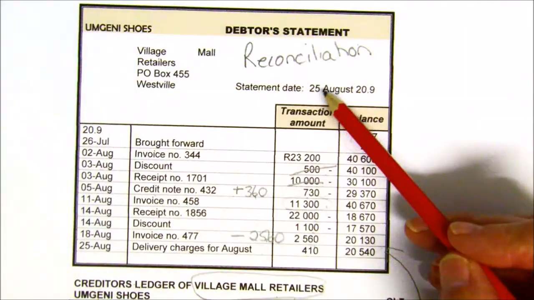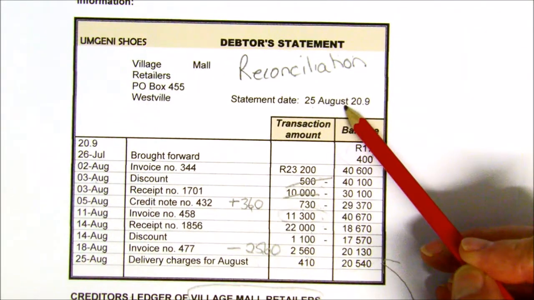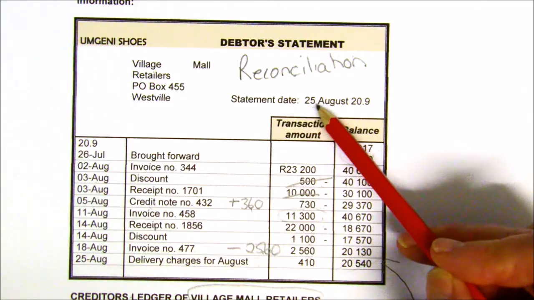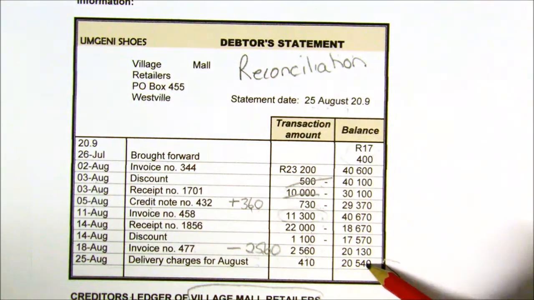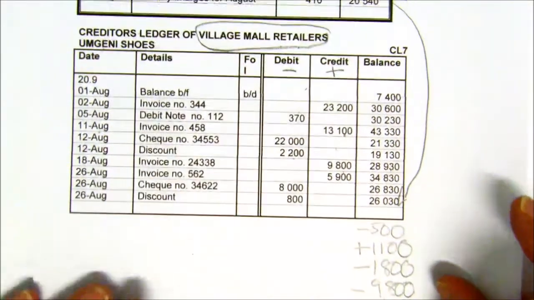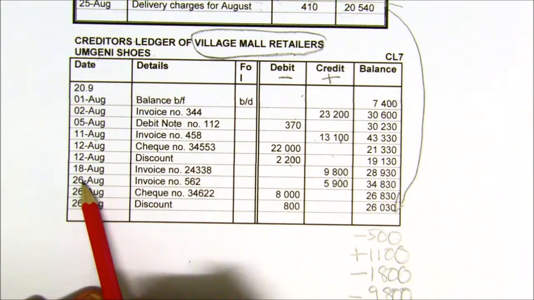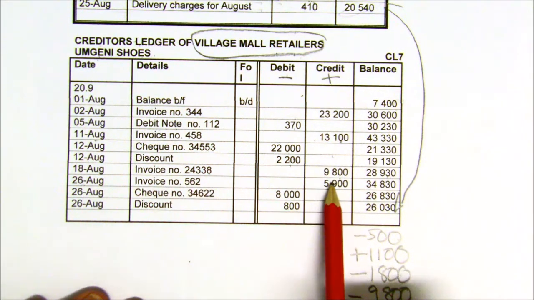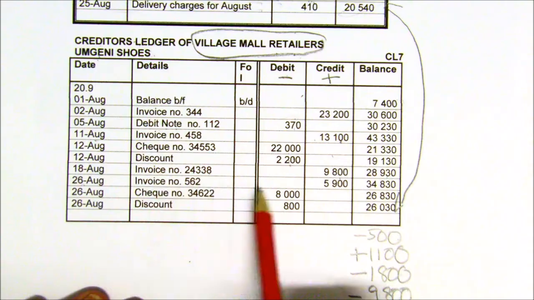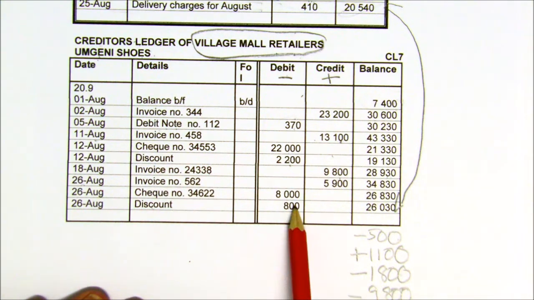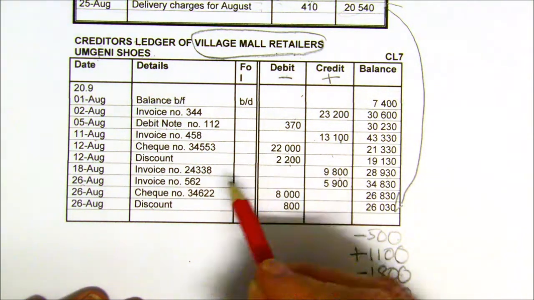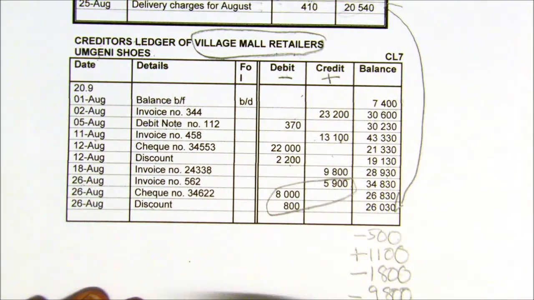And then lastly, this statement was dated the 25th of August. So the business is closed up on the 25th, and the balance is up to the 25th. However, if we look in our account, we will see that on the 26th, which is after the statement, we added on an invoice, we minus the check, and we minus the discount. Now we've made these 3 entries, but again he hasn't, because they closed it off.